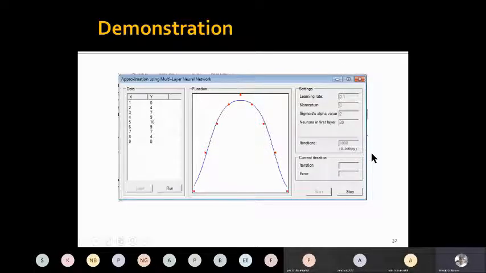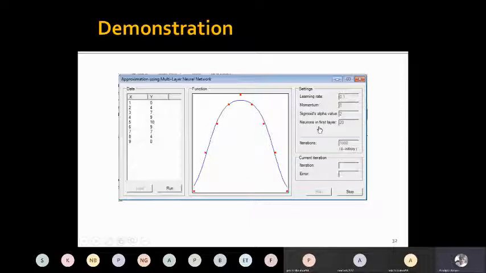So in the particular example picture, you can see that these are the x and y, and these red dots are the data points, and the blue line is fitted through it, and the learning rate is 0.1, and the sigmoid alpha value is the spread of the 1 by 1 plus e to the power minus function. That means how wide the logistic function will be.